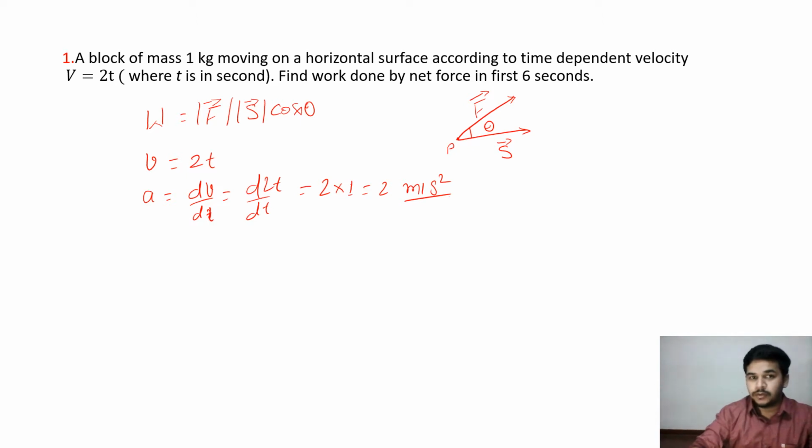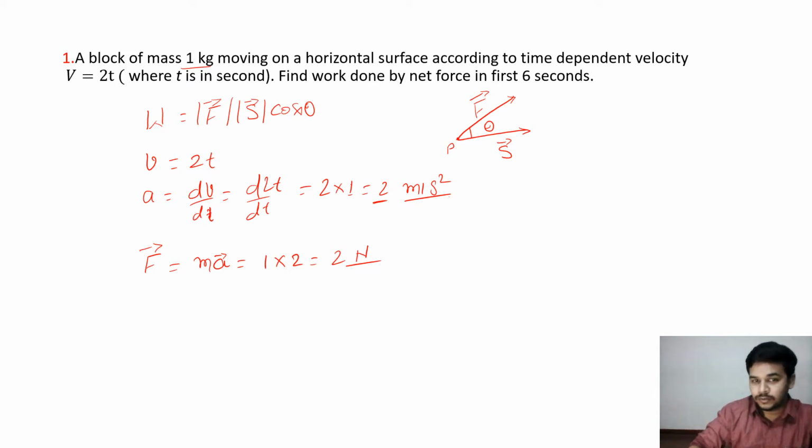Mass is given as 1 kg, and you can see this acceleration is constant. So the force you can directly write as mass into acceleration. Mass is 1 kg, and the acceleration we just calculated is 2, so the force will come to 2 Newton.